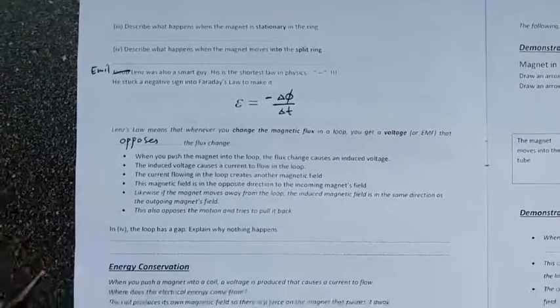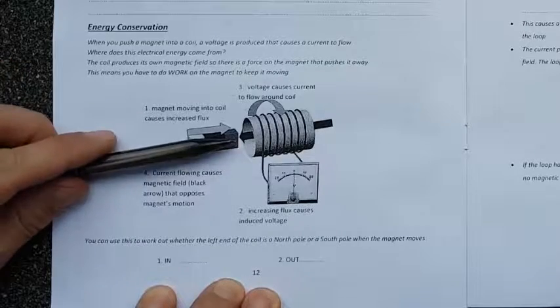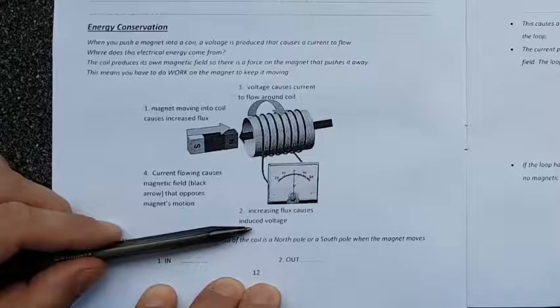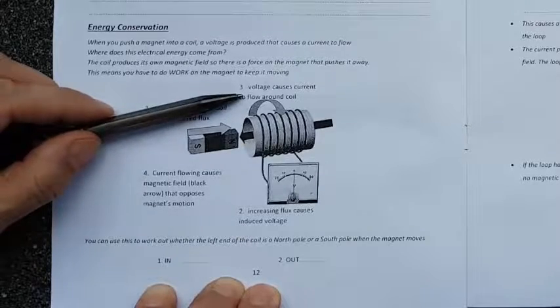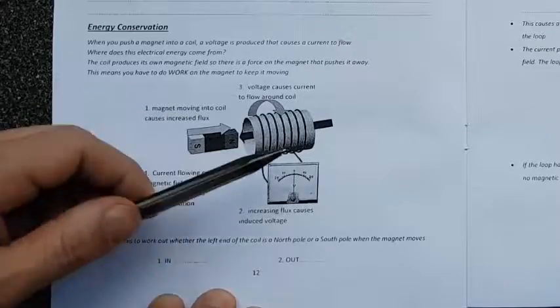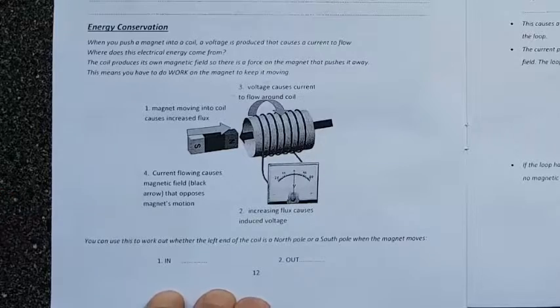We'll skip this. This relates to a demonstration. So here we have an example. We push a magnet into the coil. The increasing flux causes an induced voltage. The voltage causes a current to flow. The current flowing causes the magnetic field, which is the black arrow in here, to oppose the magnet's motion.